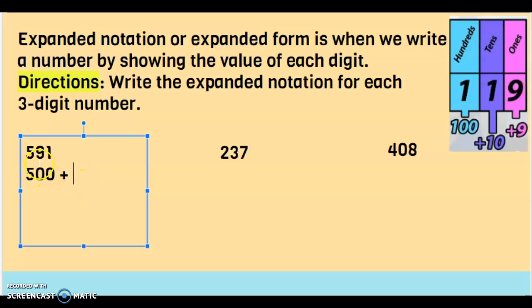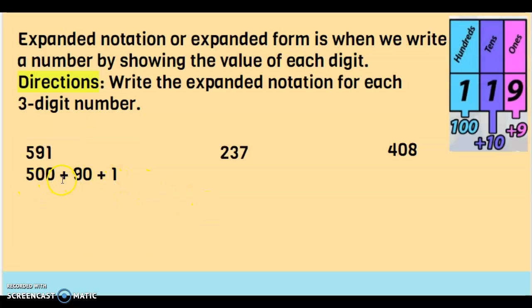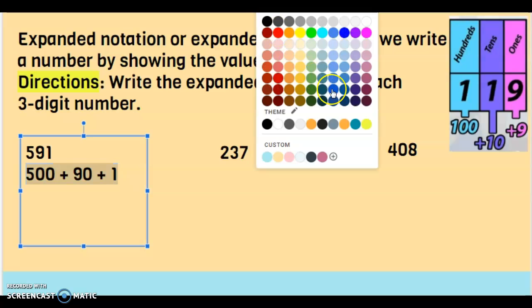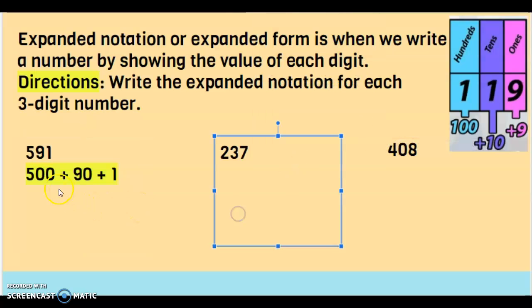Okay, we're done with the hundreds place, so let's move on to the tens place. The number 9 is in the tens place. We know that the 9 in the tens place isn't just a 9, it's actually 90. Okay, to make our number longer, we're going to add the plus sign. And lastly, the ones place, we have a 1. 500 plus 90 plus 1 is in the format of the expanded notation, okay? So this is the correct answer. I'm going to highlight it so we know that our work needs to look like this.